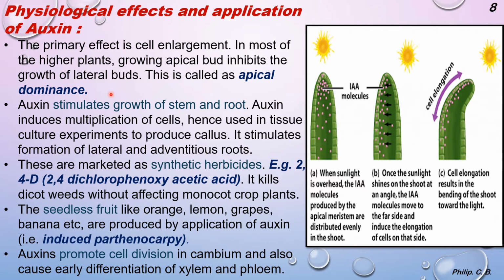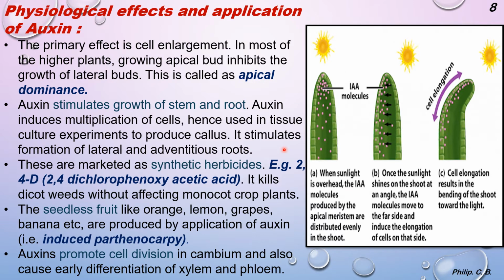As we know, auxin helps in cell enlargement, whether it is root or stem. But at times, the apical bud inhibits the growth of the lateral buds. That is termed as apical dominance. Auxin stimulates growth of stem and root. Auxin induces multiplication of cells, hence it is used in tissue culture experiments to produce callus. It stimulates formation of lateral and adventitious roots.